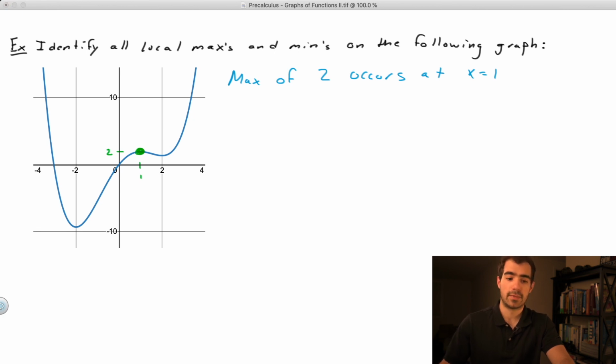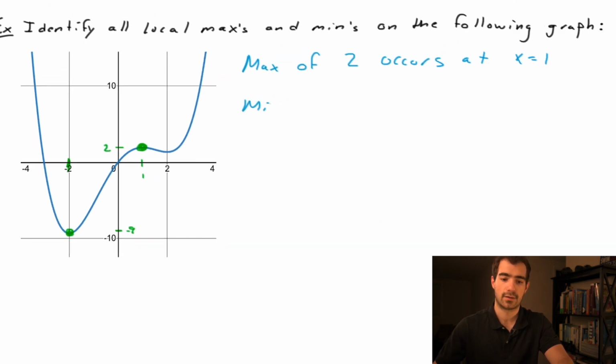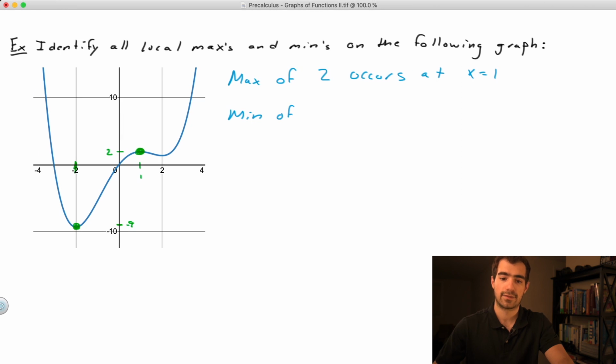Now we can explore the mins. We can see here we have a valley, right? We're going from decreasing to increasing. And so we can identify this point here as a local min. That's going to occur at -2, and this looks somewhere about a value of -9. And so what we'll say is that we have a min of -9 that occurs at x is equal to -2.